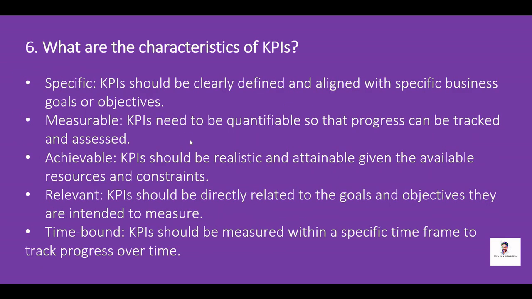What are the characteristics of KPIs? Specific: KPIs should be clearly defined and aligned with specific business goals or objectives. Measurable: KPIs need to be quantifiable so that progress can be tracked and assessed. Achievable: KPIs should be realistic and attainable given the available resources and constraints. Relevant: KPIs should be directly related to the goals and objectives they are intended to measure. Time bound: KPIs should be measured within a specific time frame to track progress over time.